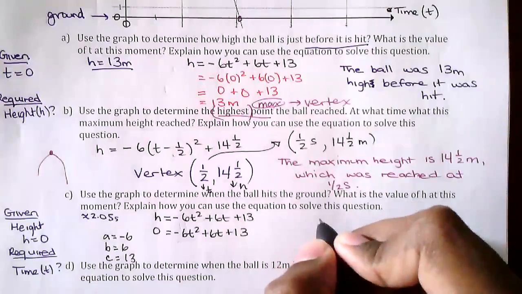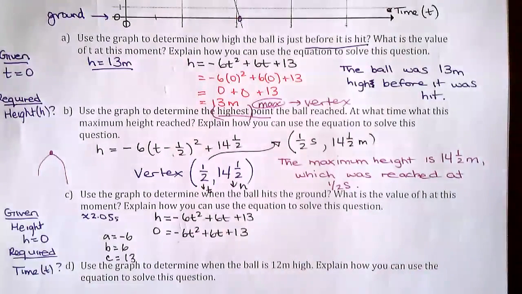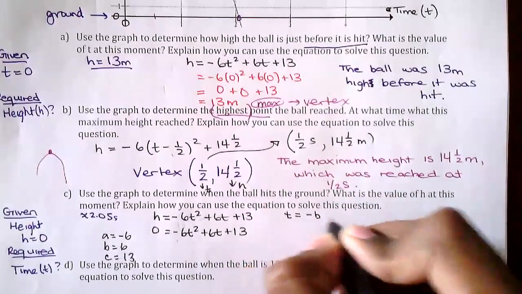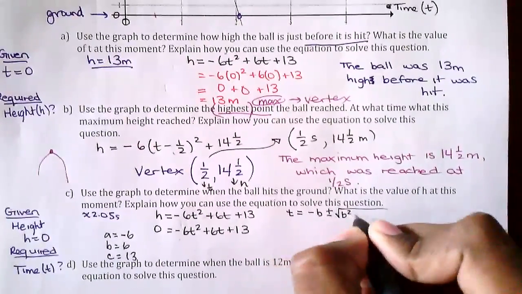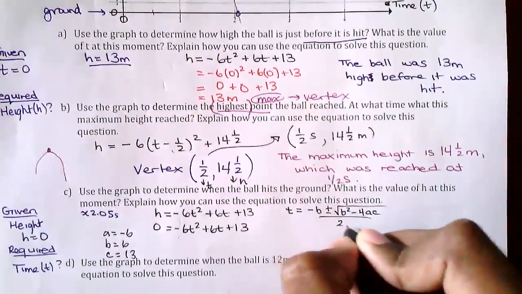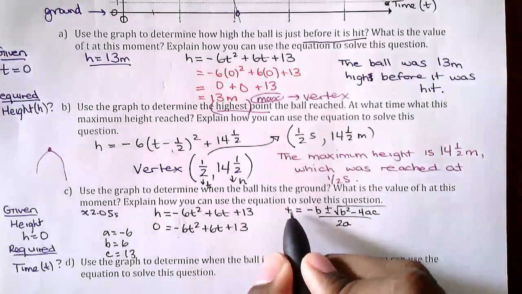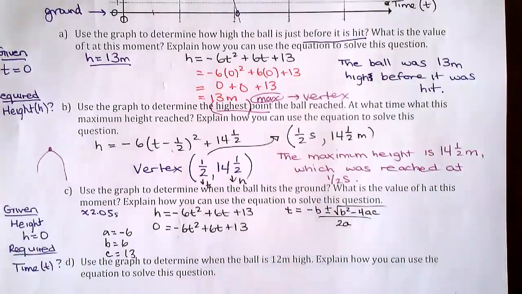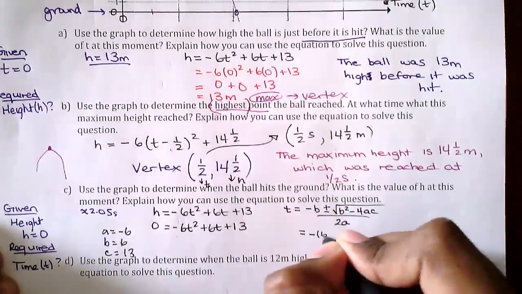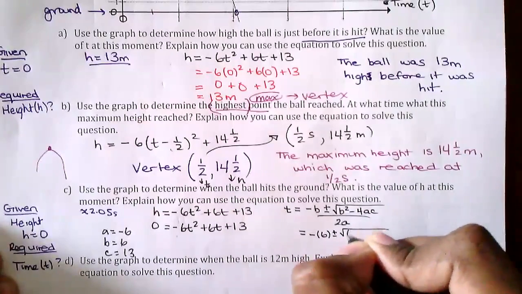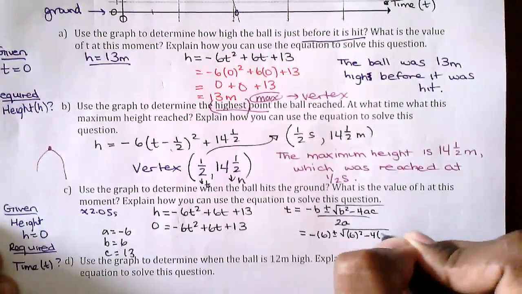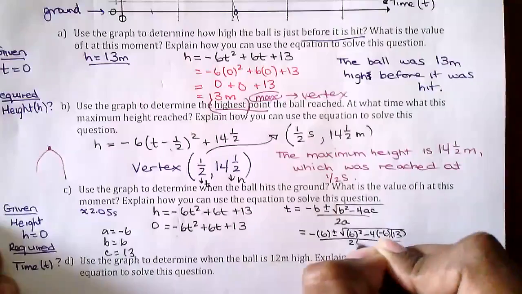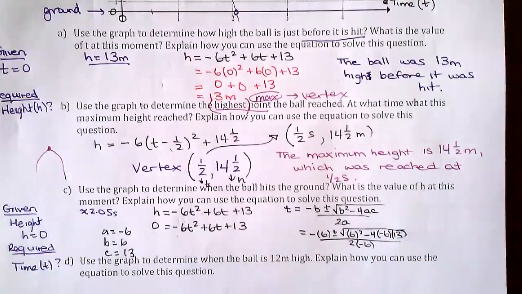Normally, we'd write x is equal to negative b and write out the entire formula. I'm going to vary it slightly here. I'm going to write t is equal to negative b plus minus root b squared minus 4ac divided by 2a. Why? Because I'm no longer solving for x's, I'm solving for t's. Once you have the equation, you can plug everything in. Don't forget your brackets. So that's just negative 6 plus minus root 6 squared minus 4, negative 6 times 13 over 2 times negative 6.